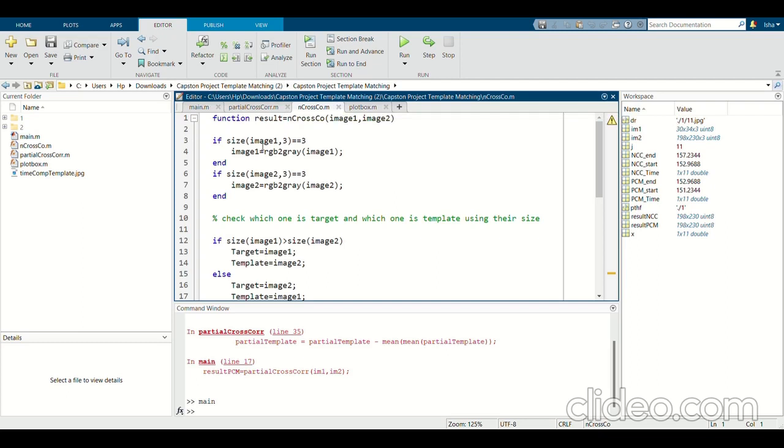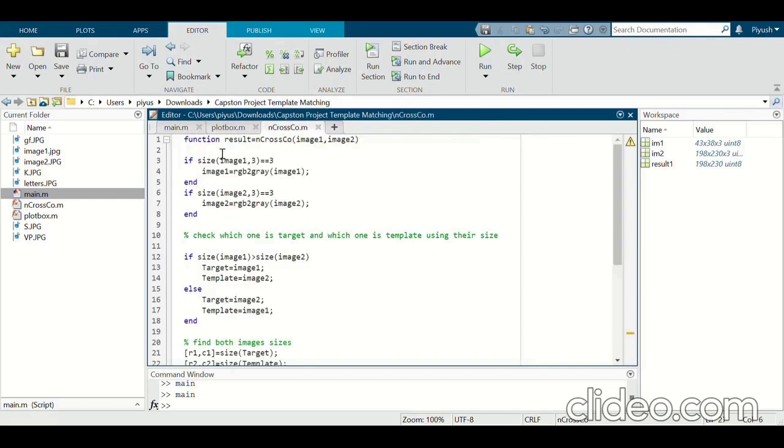Let's first understand what normalized cross correlation is. This is the n cross co function. The first line is just MATLAB syntax for writing a function. There are two input images that I am giving to this function: first is image1 and second is image2.